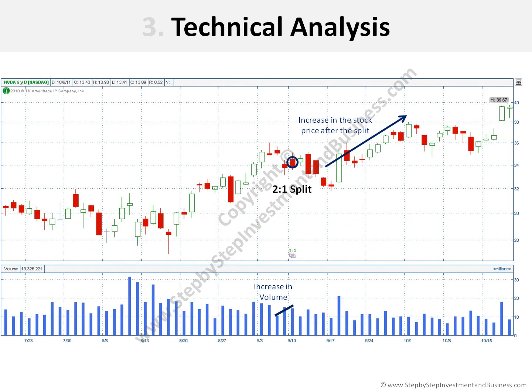This can be seen in the following example. The blue circle indicates the day the company performed a split. In this case, it was a 2-for-1 split, that is, after the split, each investor got twice as many shares. Notice that on those days there was an increase in the trading volume, and after the split, in effect, there was an increase in the stock price.